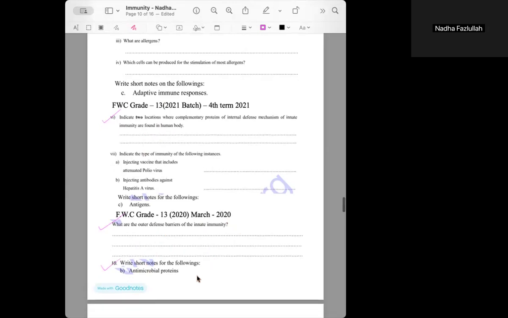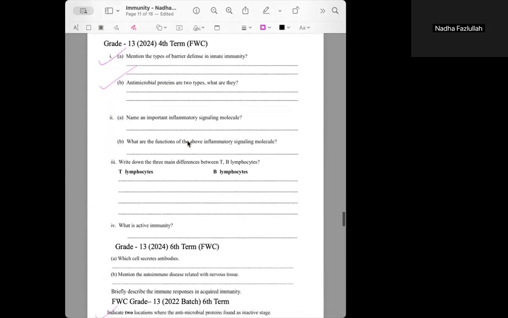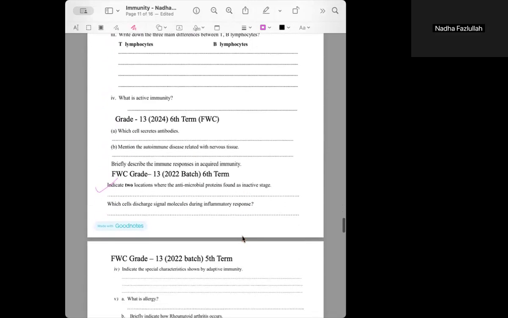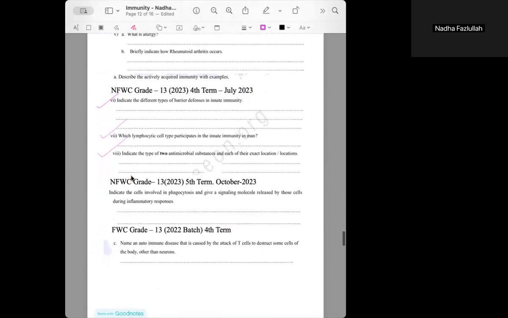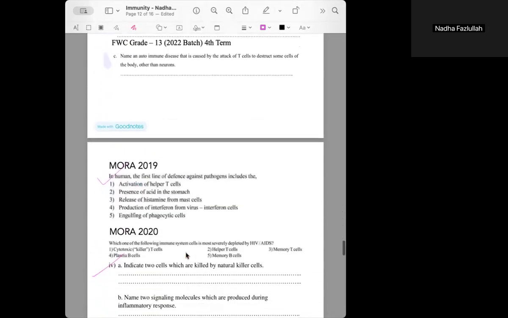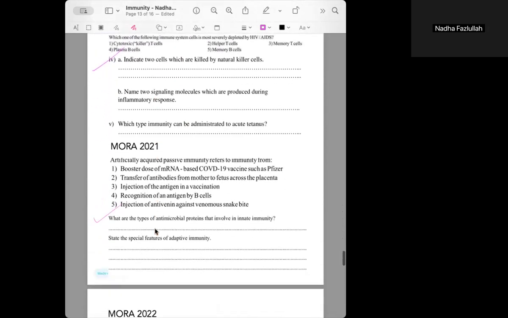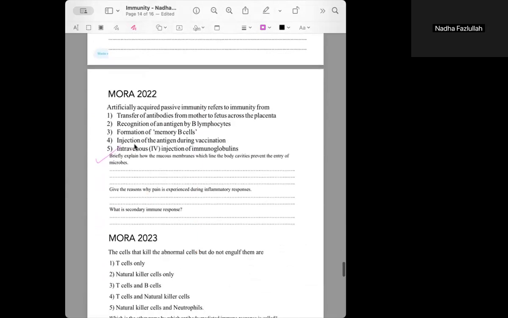Antimicrobial protein short note. Then come down again, 2024 fourth term, these two questions, and then 2022 sixth term, the first question, the location of antimicrobial proteins. And then 2023 fourth term, all the three questions. And then in Moratuwa 2019 MCQ, 2020, the first one, the first structured question, the 2021, this question about the antimicrobial proteins, and then in 2022, finally, about the mucous membrane.